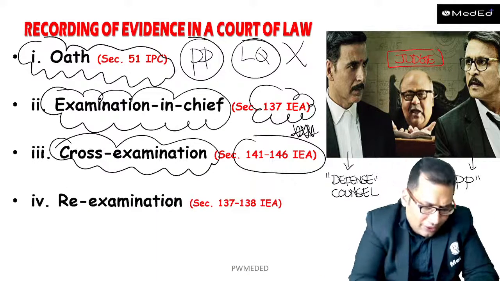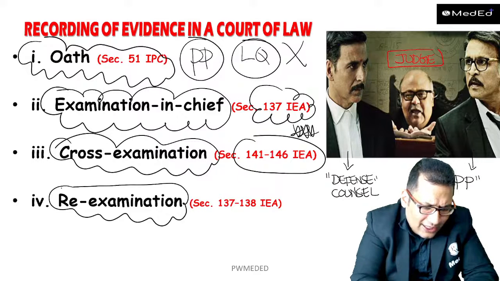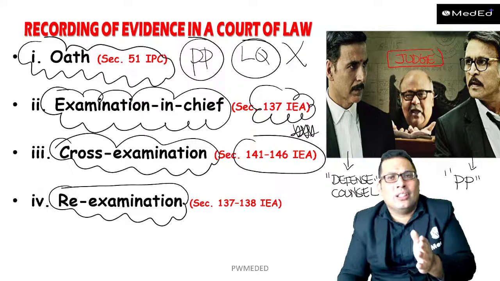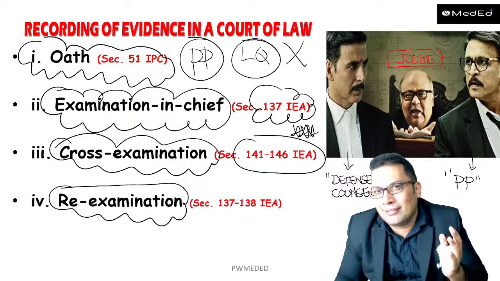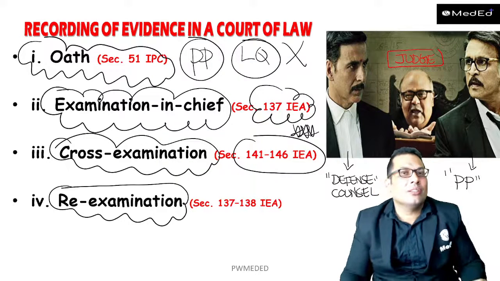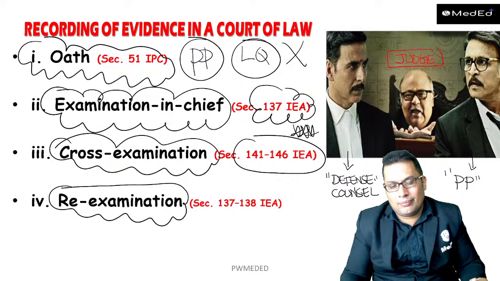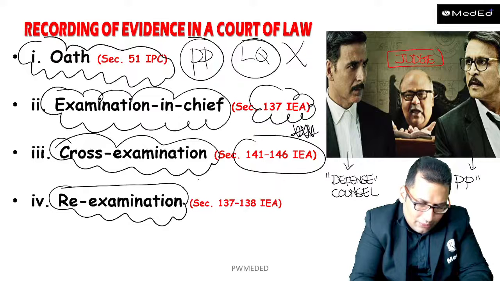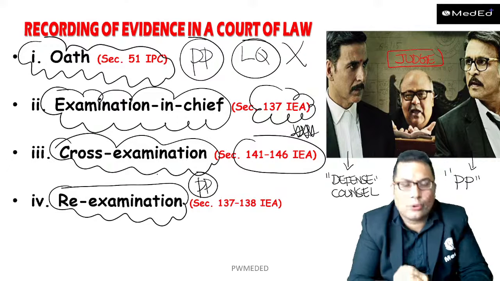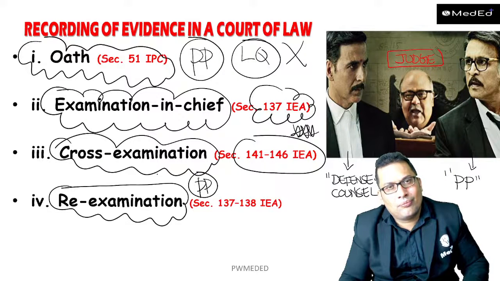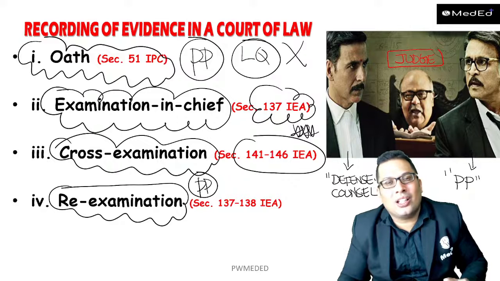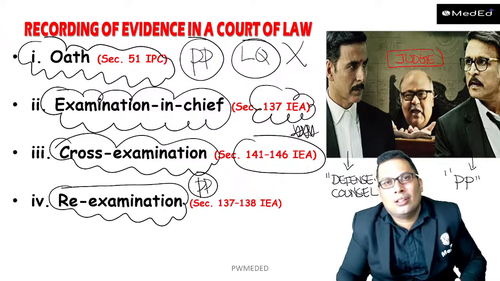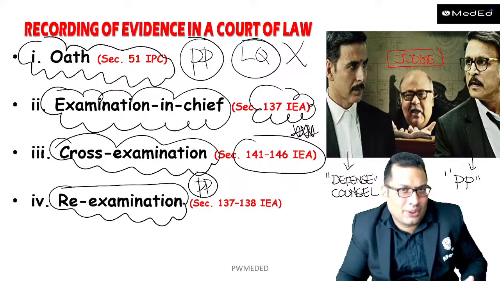Next, re-examination. What is the purpose of cross examination? Cross examination is usually to find out the inaccuracies present in the statement of the witness. Re-examination is again by public prosecutor. Again, leading questions are not asked. Re-examination is to clear the doubts that originated during the examination and cross-examination.